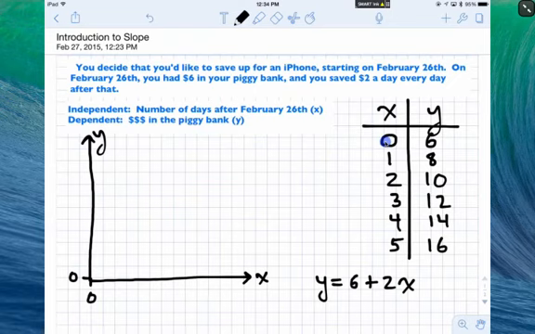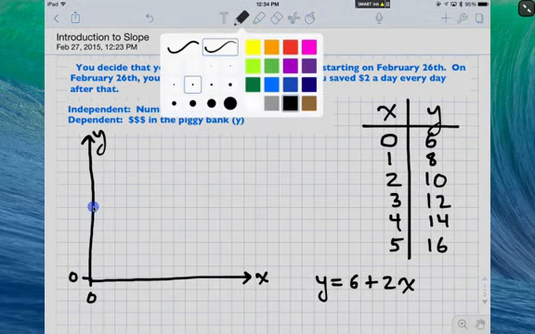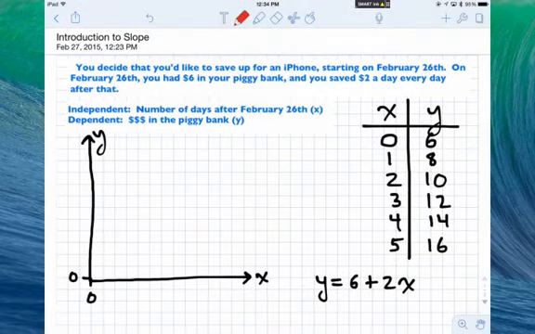On February 26th, we had $6 in the piggy bank. So 1, 2, 3, 4, 5, 6. After 1 day, the amount in the piggy bank went up by $2. So 1 day later, it went up by $2 for a grand total of 8. 1 day later, it went up by $2 for a grand total of 10. 1 day later, it went up by $2 for a grand total of 12. And of course, this would continue on and on.